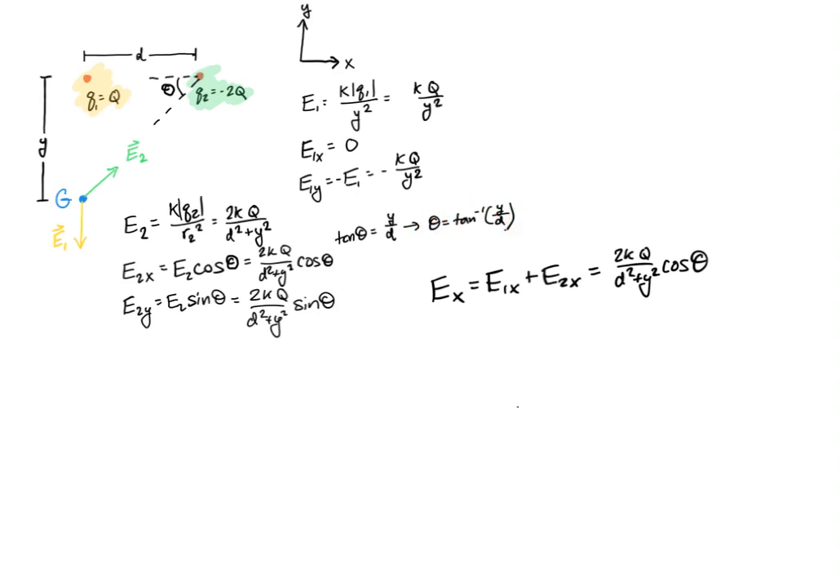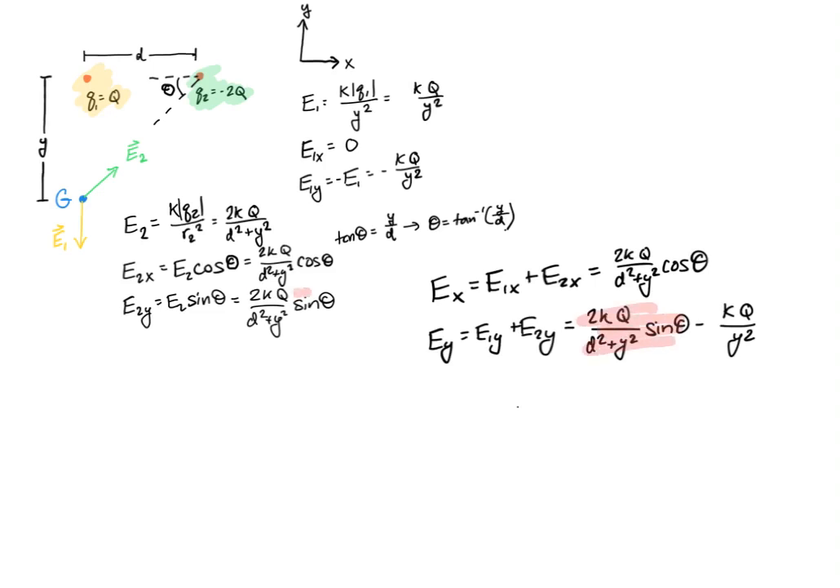I can also find Ey. Ey is equal to E1y plus E2y. And this time I actually have to add things together. Now E1y is negative, E2y is positive. So I'm going to put the second field first. So this gives us 2kq over d squared plus y squared times the sine of theta minus kq over y squared.